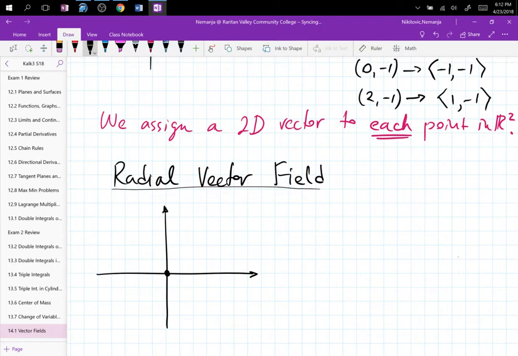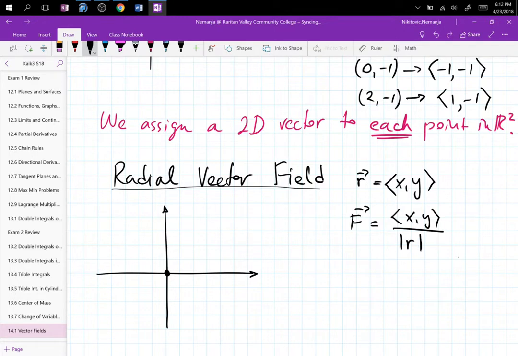So a radial vector field is 0 at the origin, and in general we say r equals xy, and then radial vector field f is going to be given as xy divided by magnitude of r to some exponent. What would this look like?